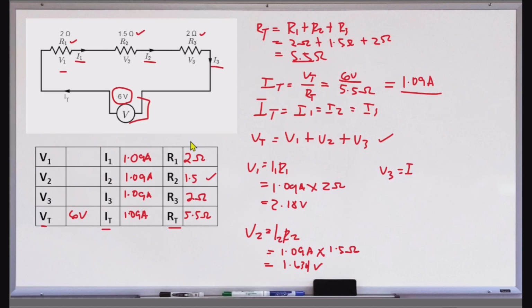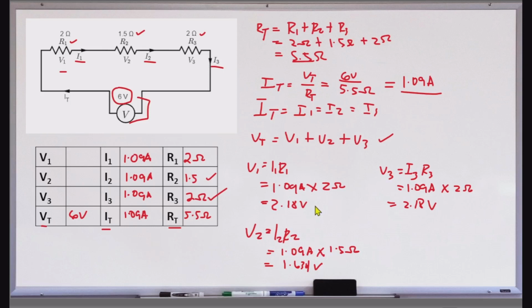Now for our V sub 3, you can get it also by using the same formula, V equals IR. But we have to use the subscripts assigned for the voltage, current, and resistor. So for V3, we have I sub 3 multiplied by R sub 3. Our current is still the same, 1.09 ampere, multiplied by R3. R3 is 2 ohms. So that is going to be 2.18 volts.